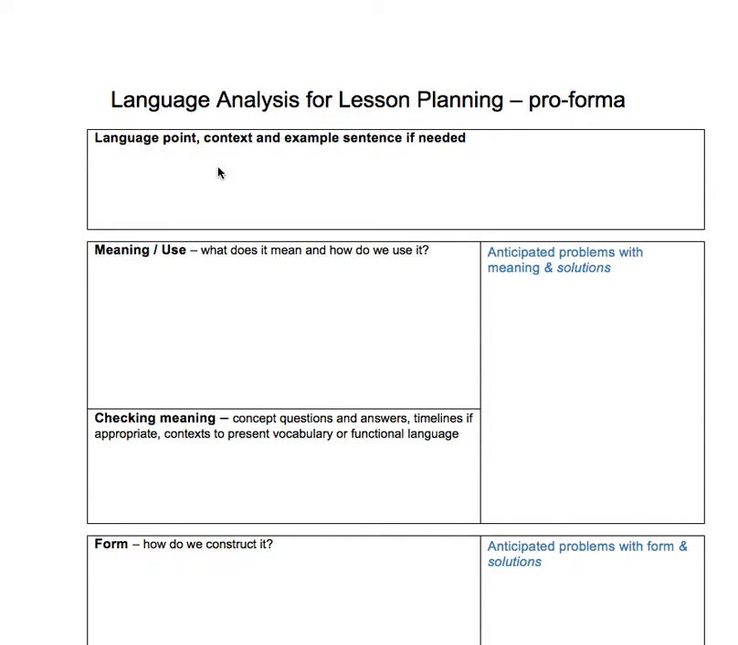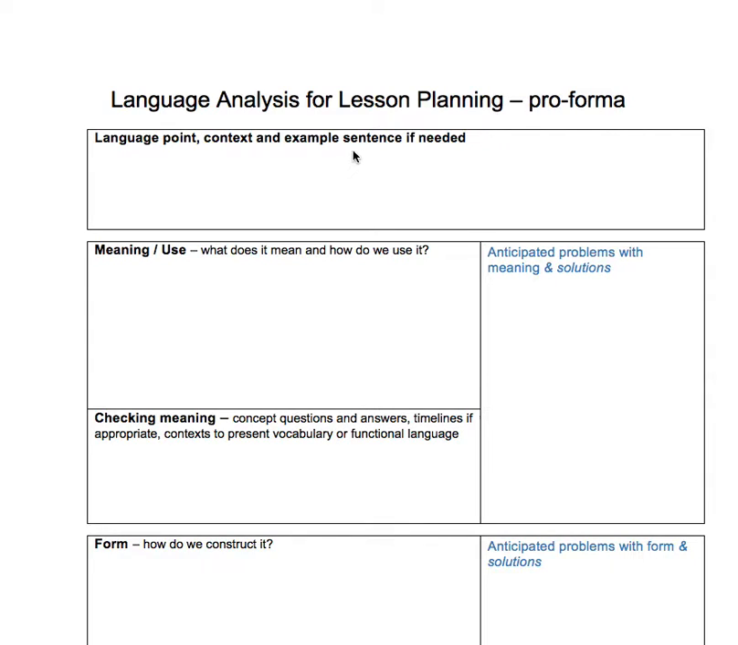So you put the language point here and the context, if applicable, and an example sentence, where needed. So present simple might be your language point, the context for describing routines. Okay, past simple might be the language point, the context for talking about a holiday or a special event. Okay, if your language point is house vocabulary, the context should be clear, so you don't need to really add a context there. Example sentences are more for grammar points or functional language.